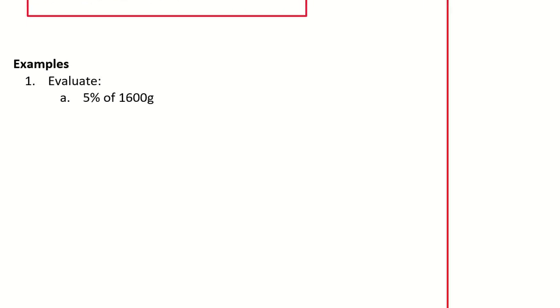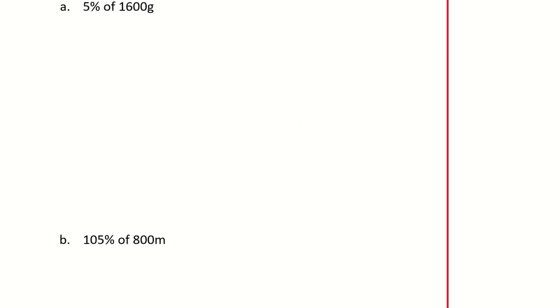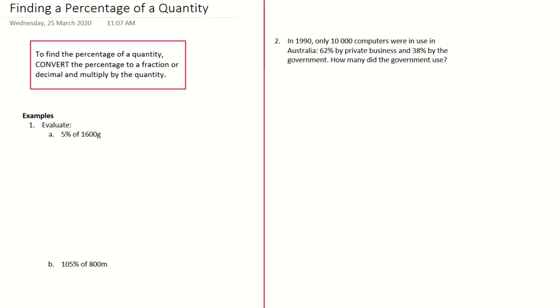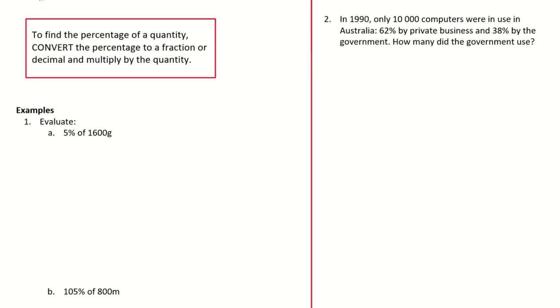For example, you might see 1600 grams. You might see that at the supermarket. We'll also have a look at, for example, a thing here of 800 meters. So that's a distance. Okay, these are all types of quantities. And then over on the second example there, we'll have a look at the number of computers.